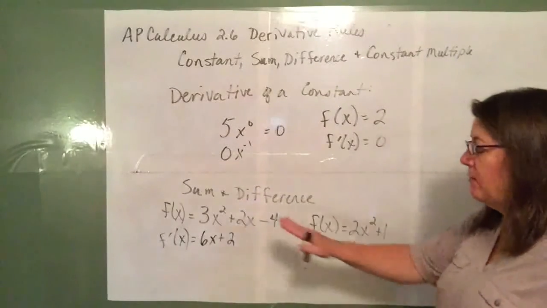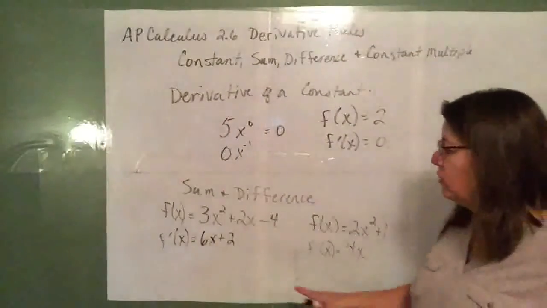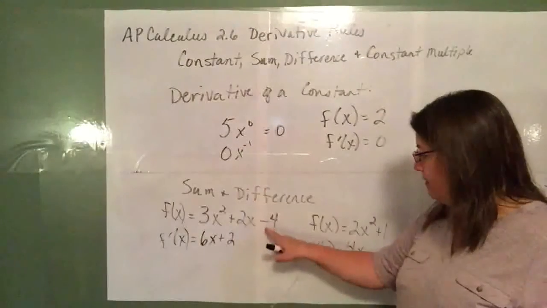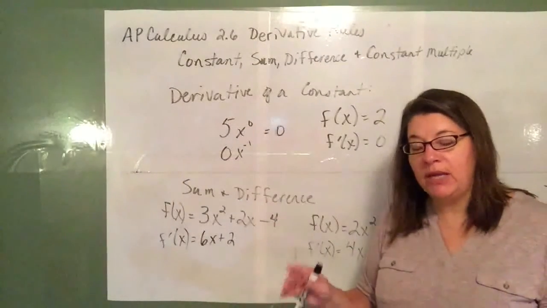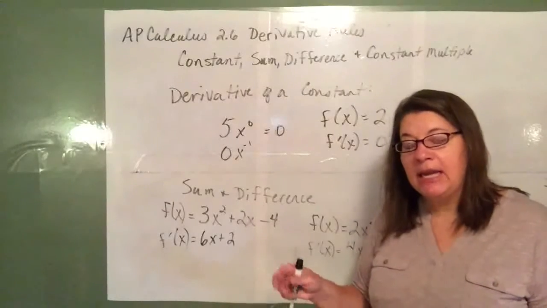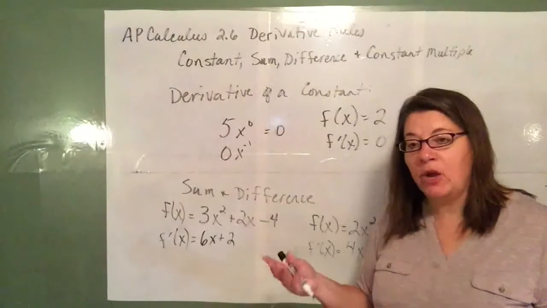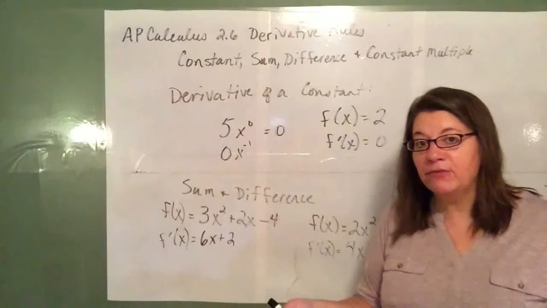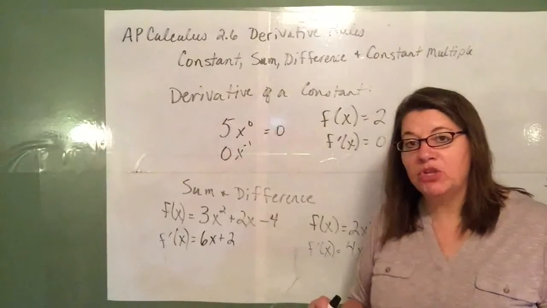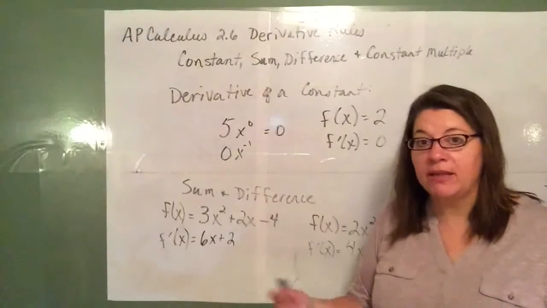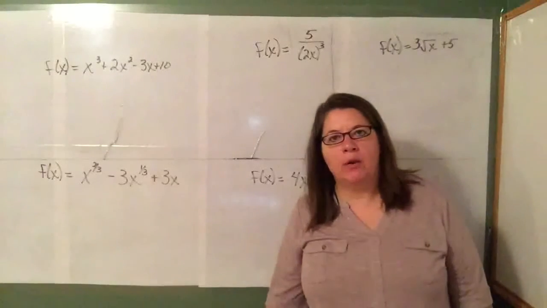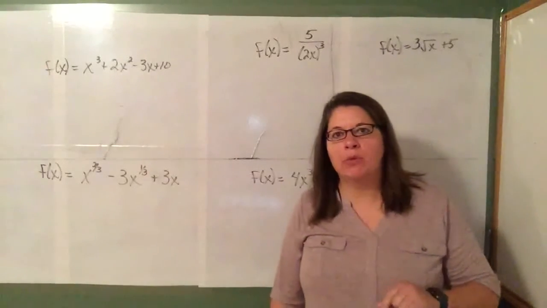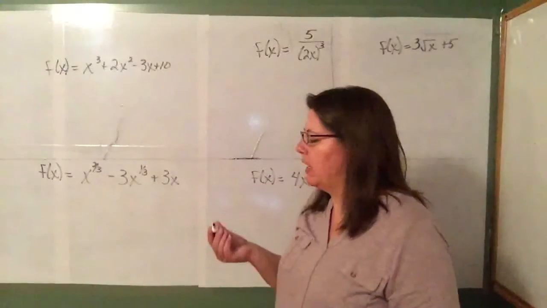So the sum and difference rule, it doesn't matter whether you have a plus or a minus in between your terms. You take the derivative of each individual term separately, and if your derivative ends up with a coefficient of a negative, you would put a minus in front of it. If it ends up with a coefficient that's positive, you would put a plus in front of it. It is that simple. So here I have a few more examples that I want to do with you, and then I'm going to let you do a couple on your own to see how you're understanding.